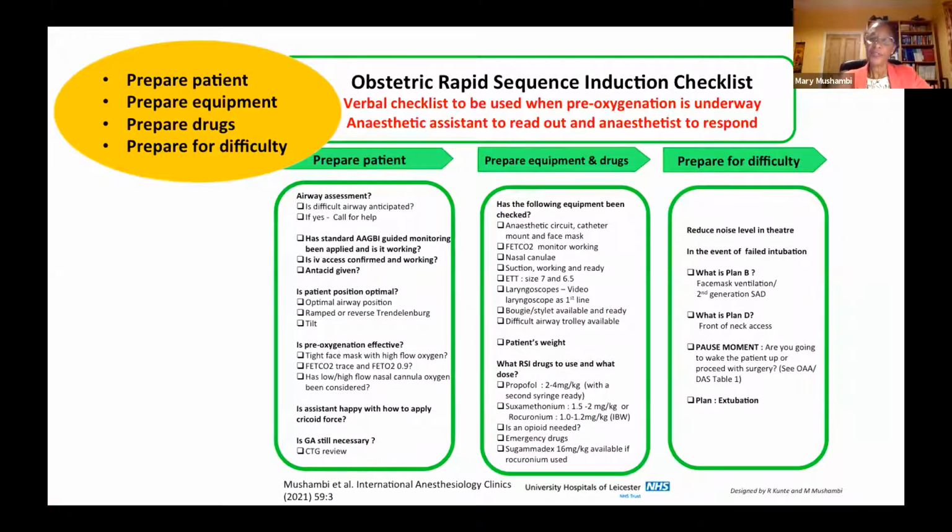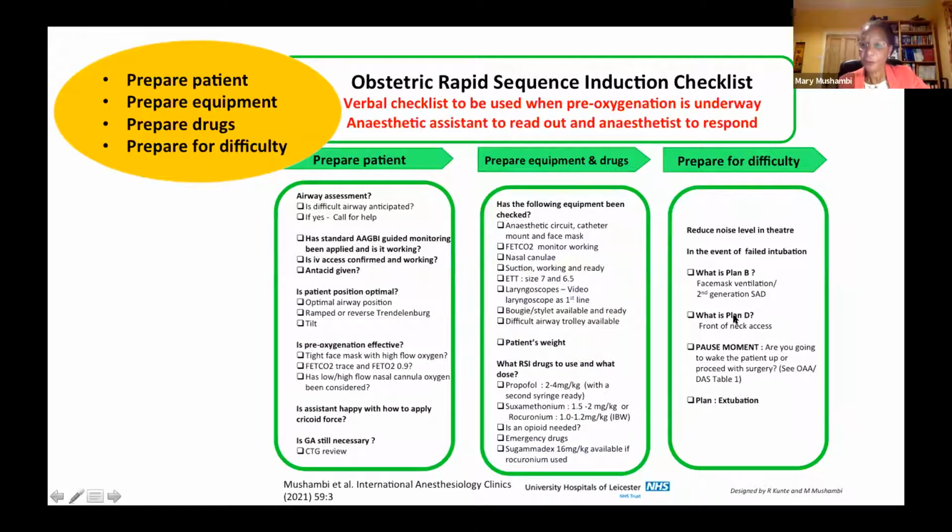The principle of this is that we use it when you're pre-oxygenating the patient and your assistant asks the anaesthetist these questions, such as when preparing the patient, is your cannula working? Have you remembered to give your antacid? And equipment, is your suction switched on and under the pillow? Have you got the drugs ready which are appropriate for that patient's weight? Have you prepared if you have a difficult airway? What is your plan B? What is your plan D?